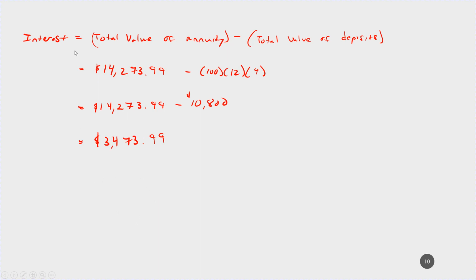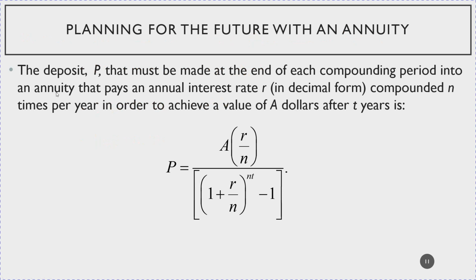Okay. All right. So now what I want to do is switch this around a little bit and talk about how you solve for a deposit here. So maybe you have a goal in mind. Okay. So this is planning for the future with annuity. So you have a goal in mind, and what this formula here does is it helps you solve for how much you have to put away.